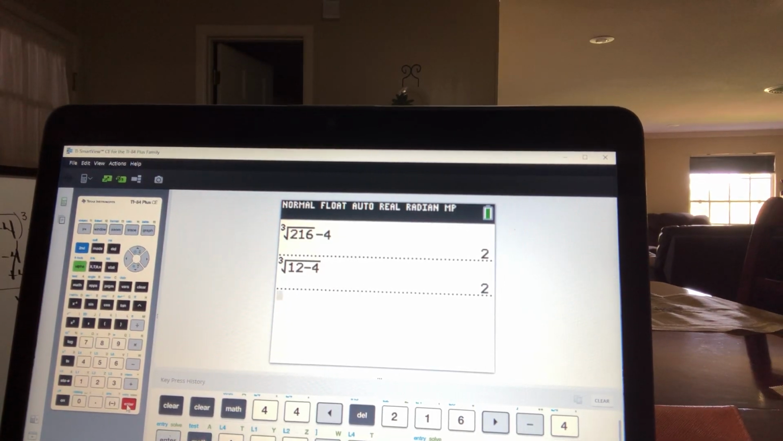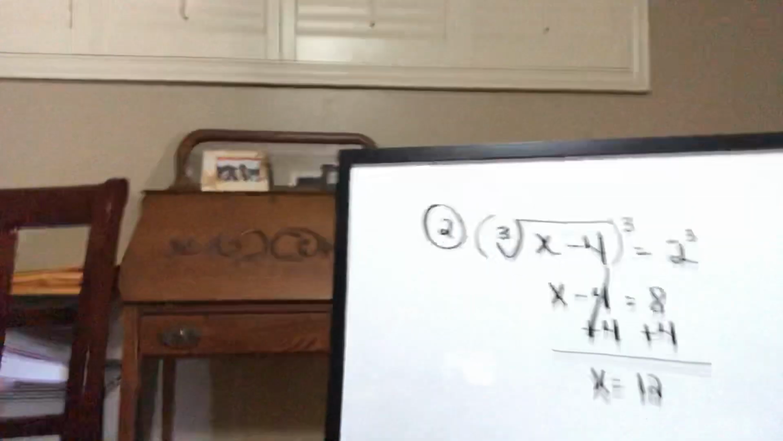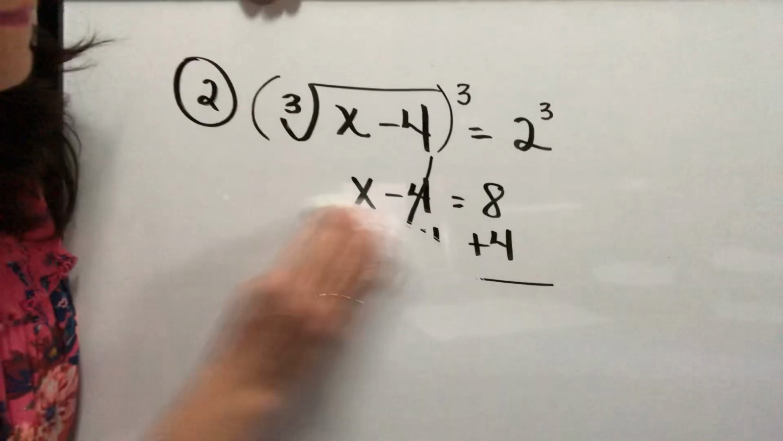Okay, so 2 is the answer that it should have been in the problem, so that means 12 is fine. 12 is a solution to that equation. So the correct answer for number 2 was 12.